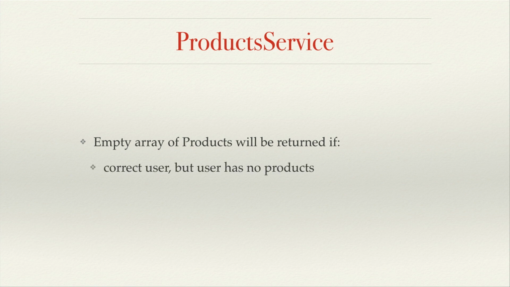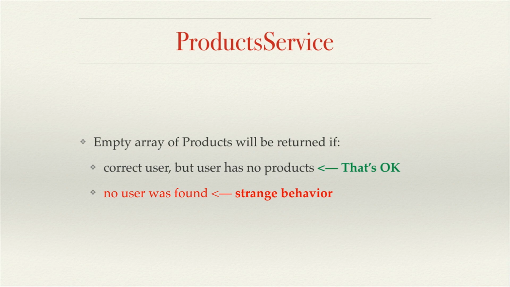So an empty array of products will be returned if it's the correct user, but they actually have no products. So that's legitimate. But it will also be returned if no user was found, in both those cases. So that's okay, that's not okay. All right. Strange behavior.